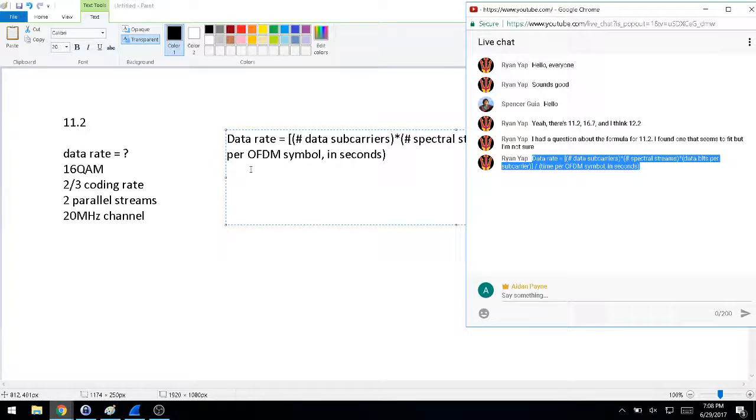And so if we, let me just pull up some other information real quick, sorry. Basically, the first thing we need to find out is the number of data subcarriers, because we're not told that explicitly in the problem. We're told that we're using 16 QAM, we're using two parallel streams, and a 20 megahertz channel. And so we need to figure out the number of subcarriers.